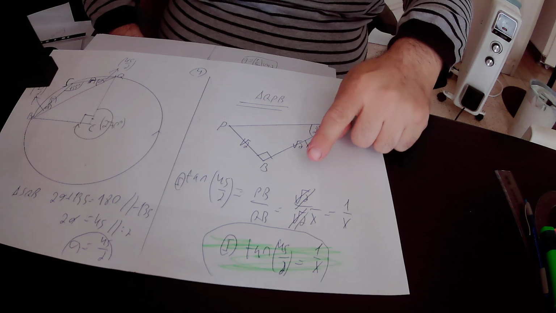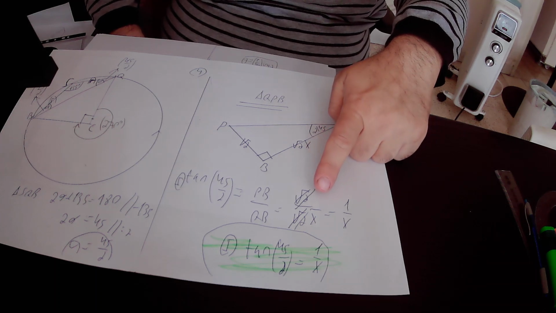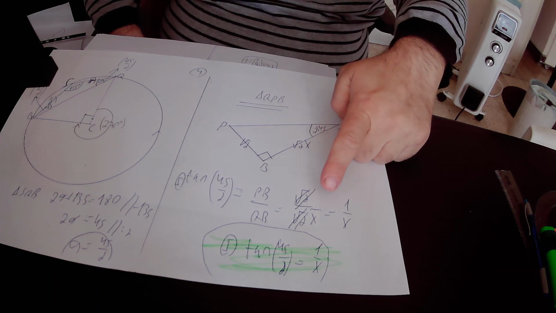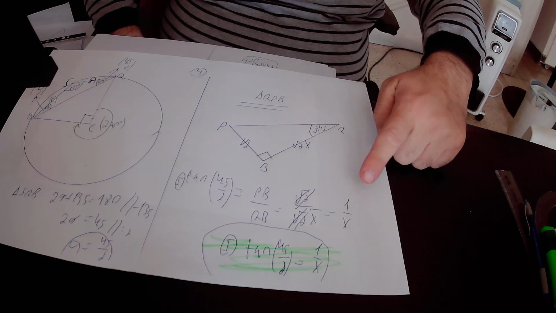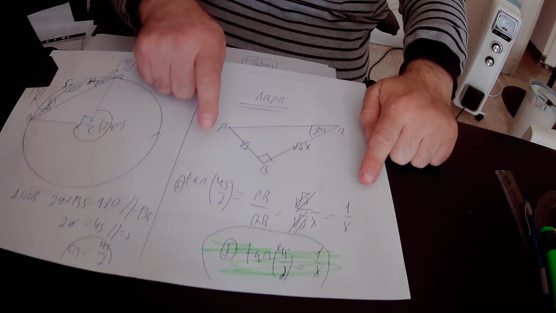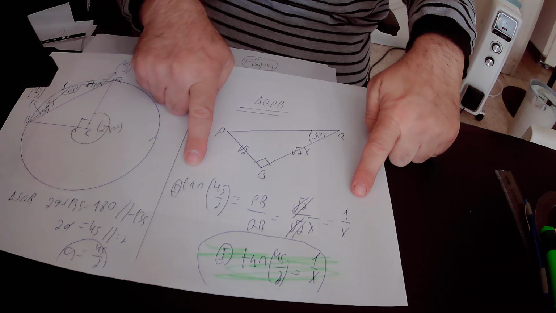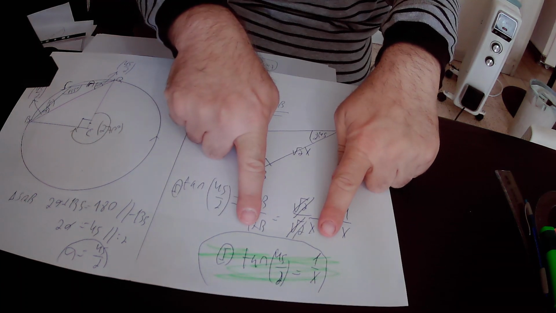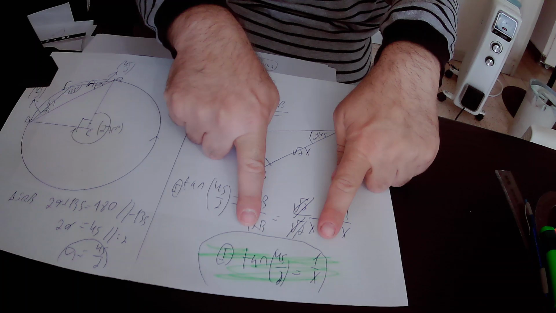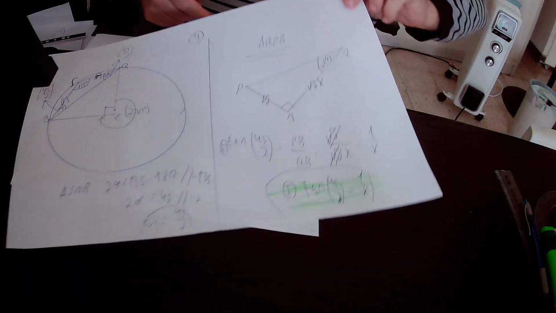So we have square root of 2 in the numerator and square root of 2 in the denominator, so square root of 2 will get cancelled, and we are left only with 1 over x. So in conclusion, we found out that according to equation number 1, tan 45 over 2 degrees equals 1 over x. This is according to equation number 1.